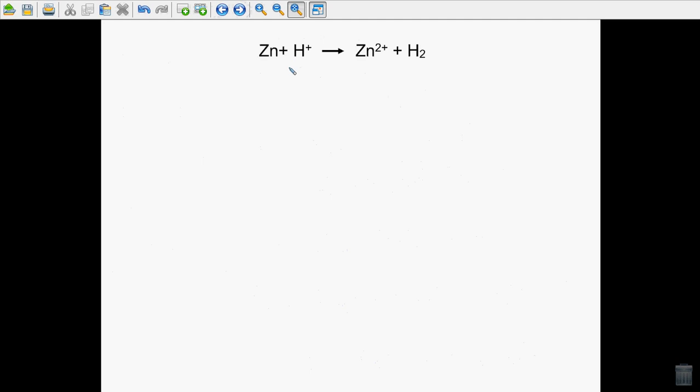Alright, so let's try this one. First, we need to identify what's being oxidized and what's being reduced. So zinc is a 0, hydrogen +1, zinc 2+, and hydrogen, it's in its elemental state, right, because it's diatomic, so it's 0. So zinc went from 0 to +2. That means it lost, so it was oxidized. Hydrogen went from +1 to 0. That means it gained, so it was reduced.